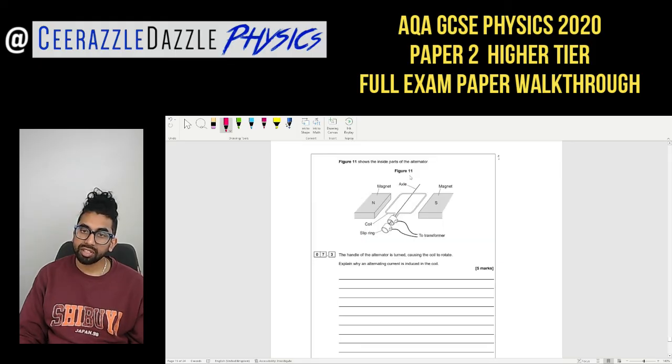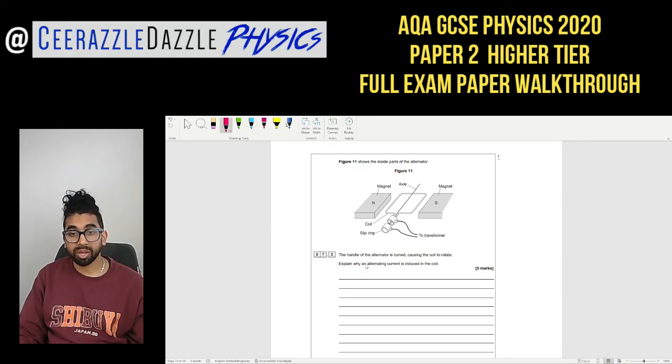Figure 11 shows the inside parts of the alternator. The handle of the alternator is turned, causing the coil to rotate. Explain why an alternating current is induced in the coil. Right, so don't forget what's actually happening here. You've got a north pole here and a south pole here, and you've got the coil over here. You are going to rotate the coil within the magnetic field.